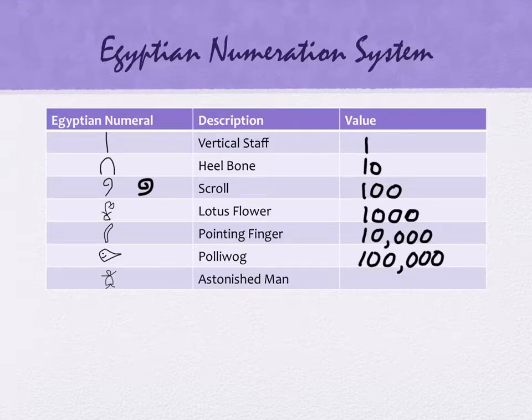And then the last one is an astonished man. I honestly think he's got to be astonished because he's worth 1 million. I would be astonished if I were worth $1 million, wouldn't you? That'd be pretty cool. So he has a value of 1 million. I'm going to show you one other way that I've seen in a recent resource for drawing the astonished man, because I think it's a fun one too.